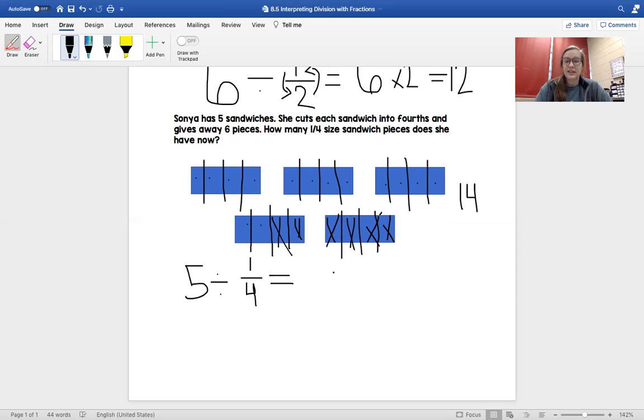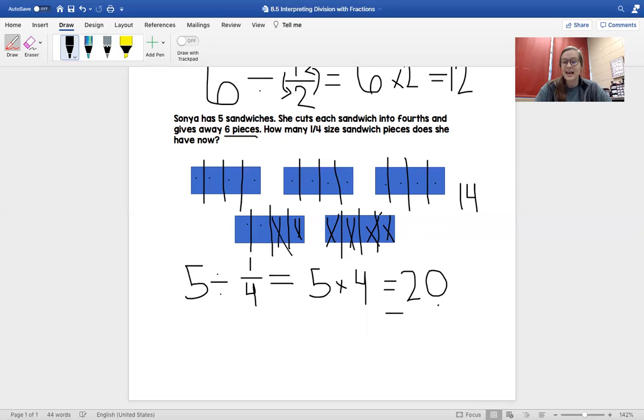So in order to solve this, we're going to keep our 5. We're going to flip or find the reciprocal of 1/4, which will just be 4. And we're going to change our division sign to a multiplication sign. So we get 20. Our answers don't match yet. Why not? That's right, guys. I haven't taken away those 6 pieces yet.